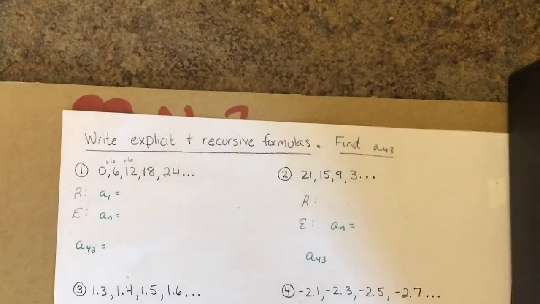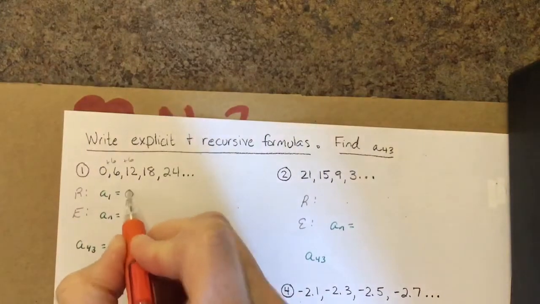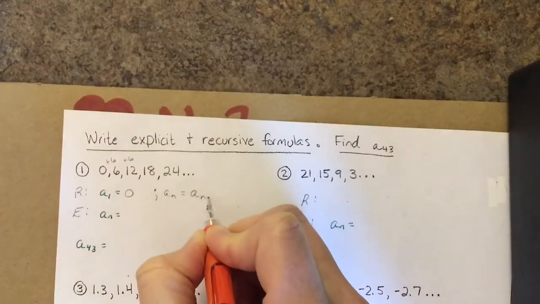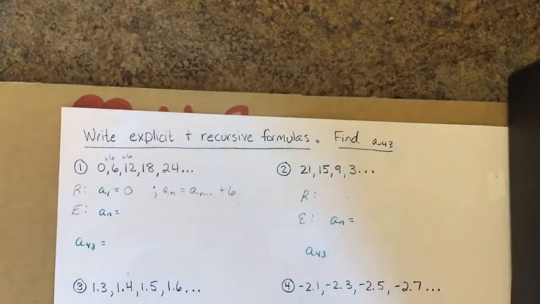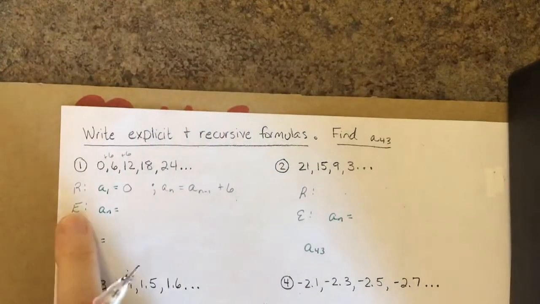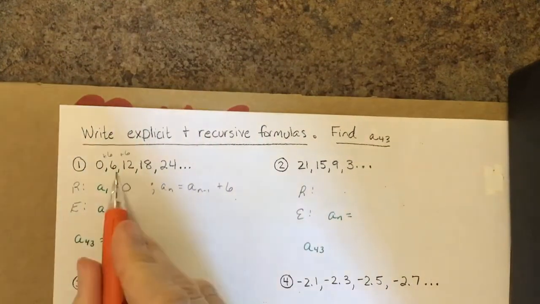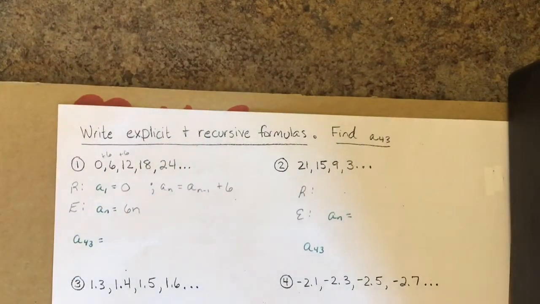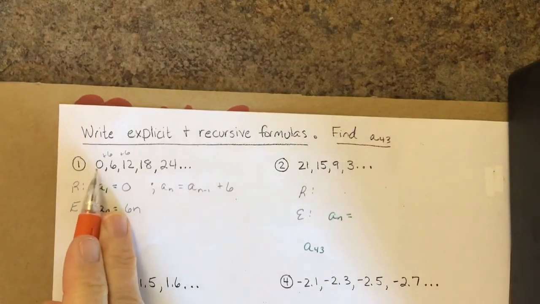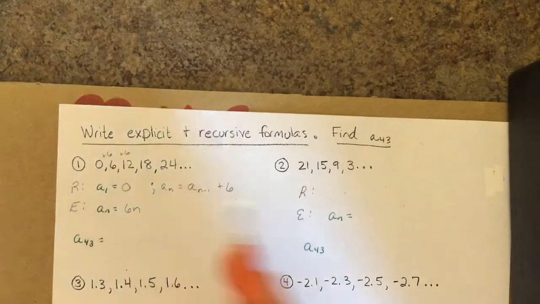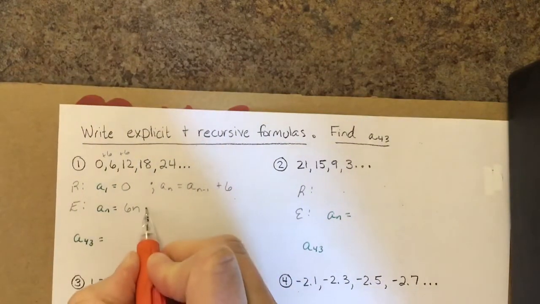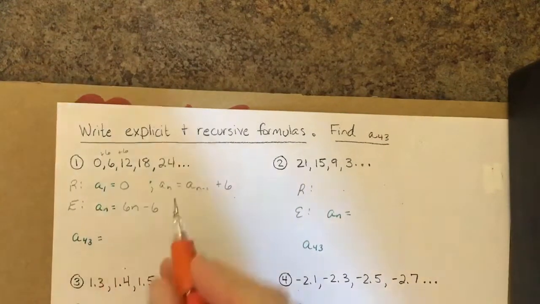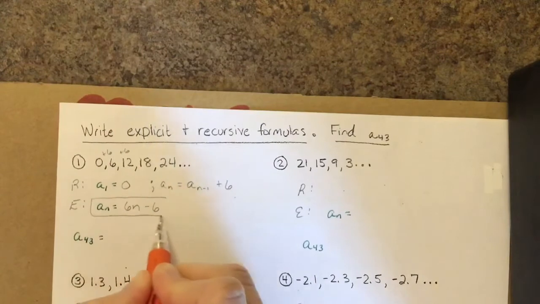6. So the recursive formula always just lists the first term. Then a sub n equals the previous term, a sub n minus 1, plus 6, the common difference. Then to get the explicit formula, the common difference is 6, so it's 6 times n. My first term is 0, so how do I get down to 0 when I plug in 1? 6 times 1 is 6, minus 6. There's my explicit formula, which is really, again, the very useful formula.